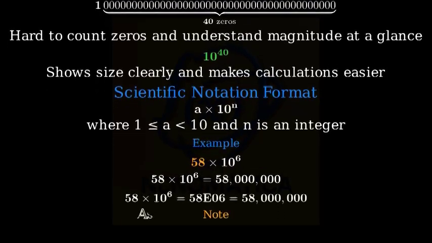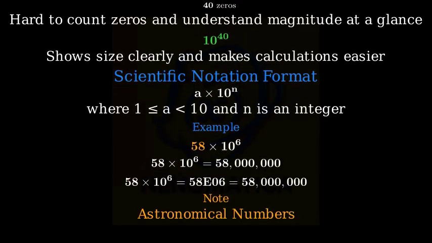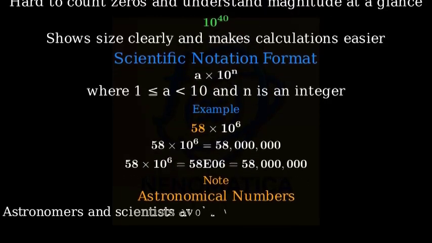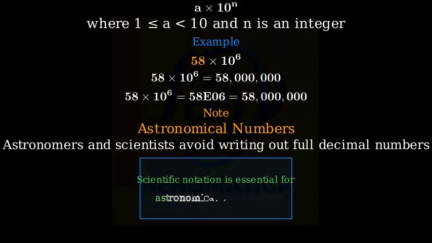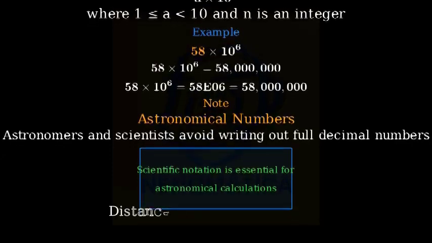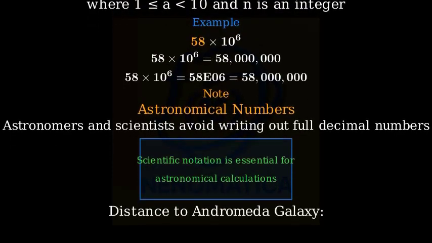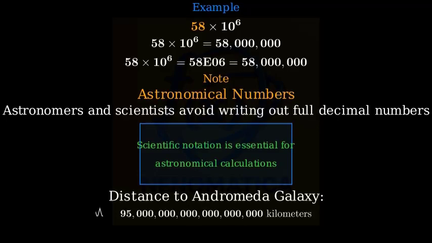Now, let's discuss an important note about astronomical numbers. Astronomers and scientists don't use this extensive power notation in their calculations. In every step, they encounter large numbers with many insignificant zeros. For instance, the distance to Andromeda Galaxy written in conventional form would be about 95 followed by 18 zeros kilometers. Writing this many zeros is impractical.